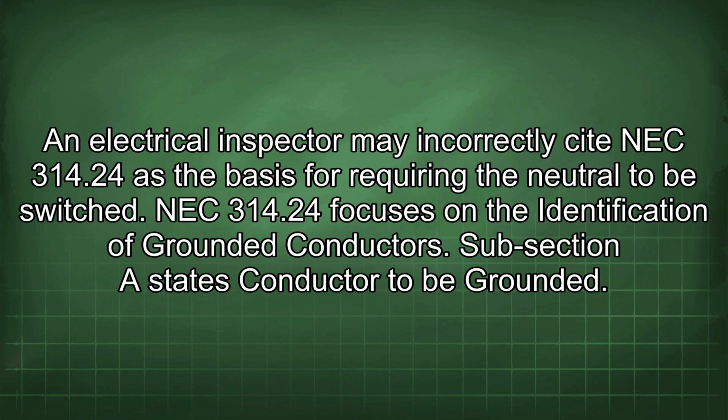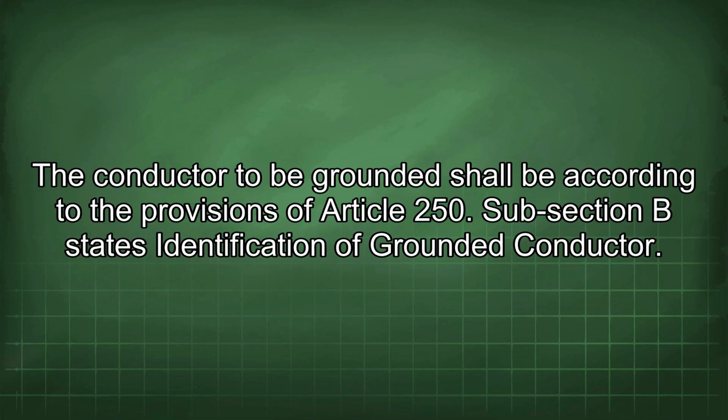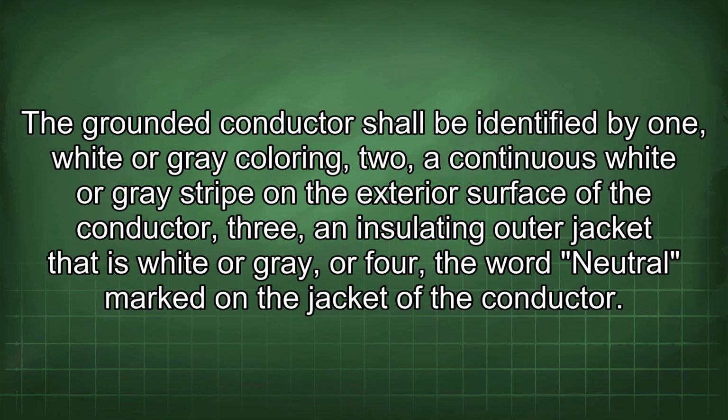NEC 314.24 focuses on the identification of grounded conductors. Subsection A states conductor to be grounded. The conductor to be grounded shall be according to the provisions of Article 250. Subsection B states identification of grounded conductor. The grounded conductor shall be identified by 1. White or grey colouring, 2. A continuous white or grey stripe on the exterior surface of the conductor, 3. An insulating outer jacket that is white or grey, or 4. The word neutral marked on the jacket of the conductor.